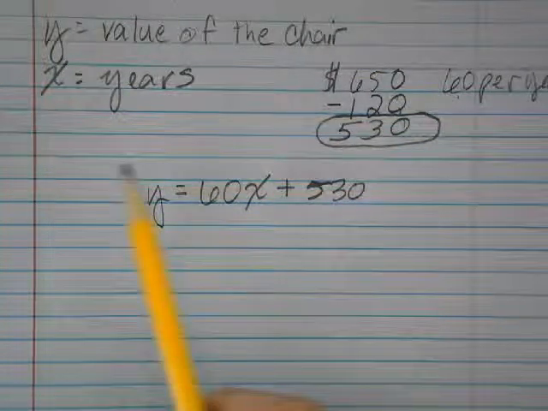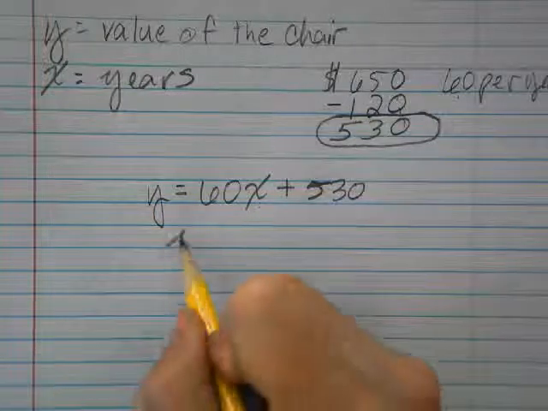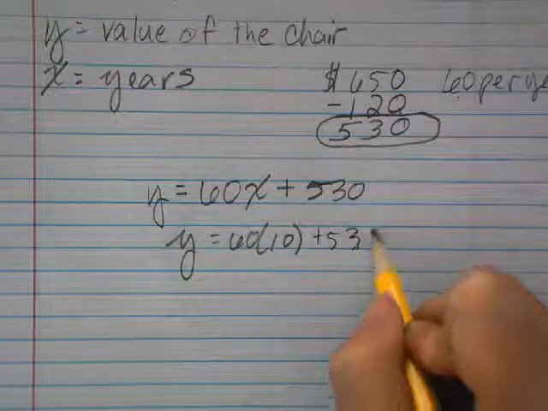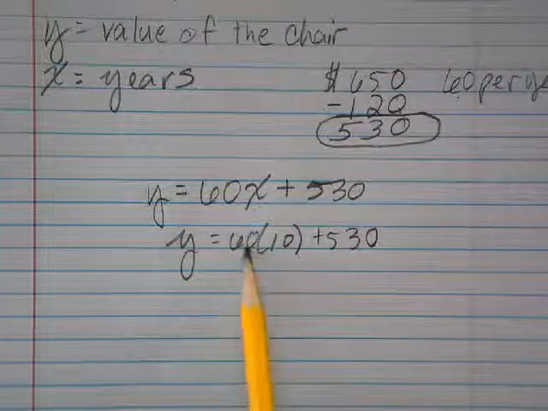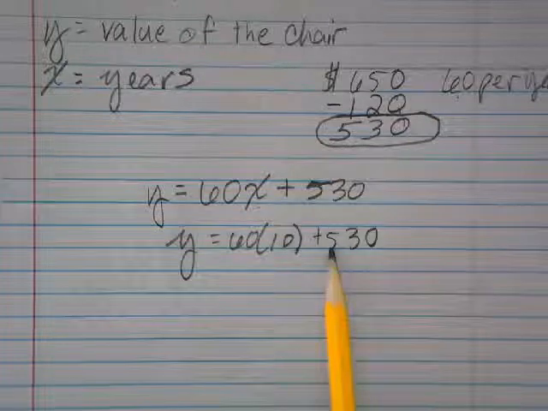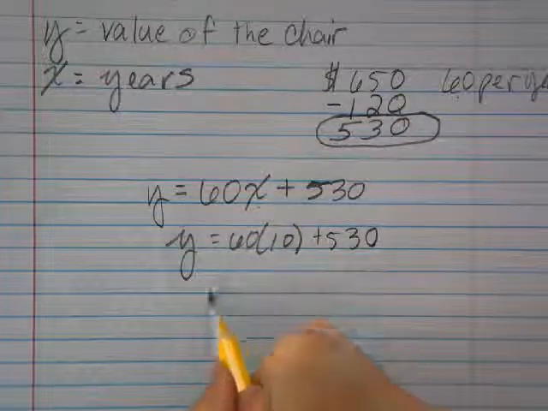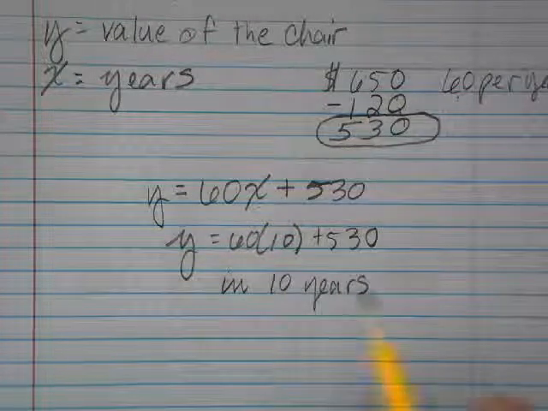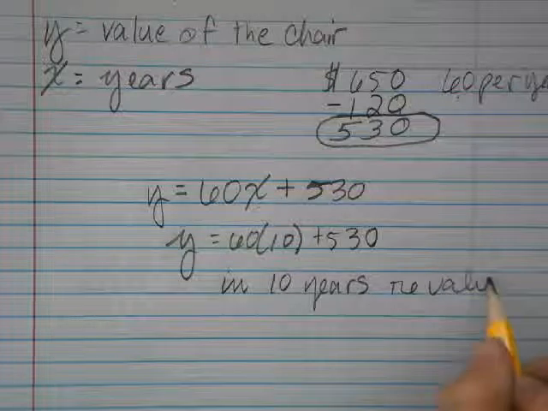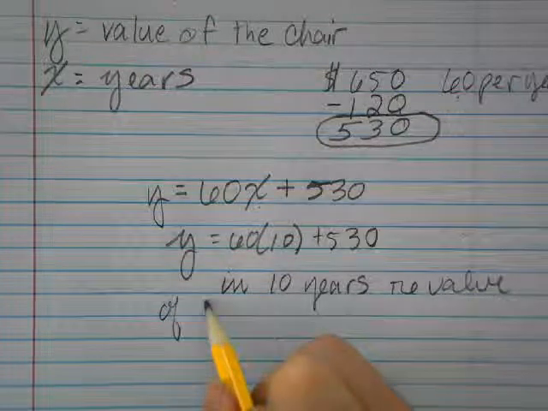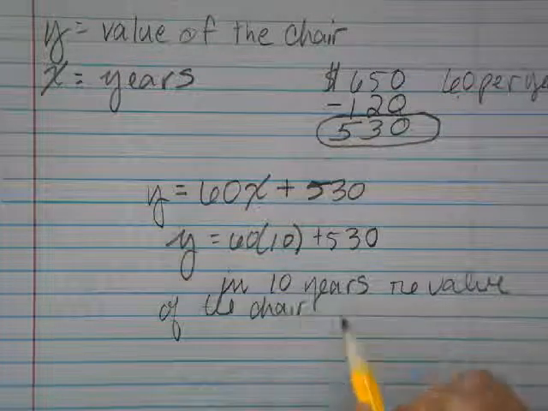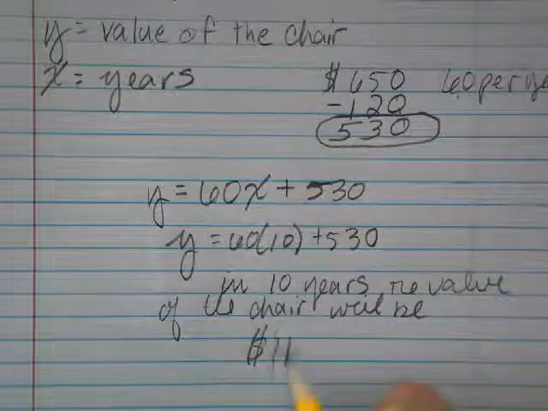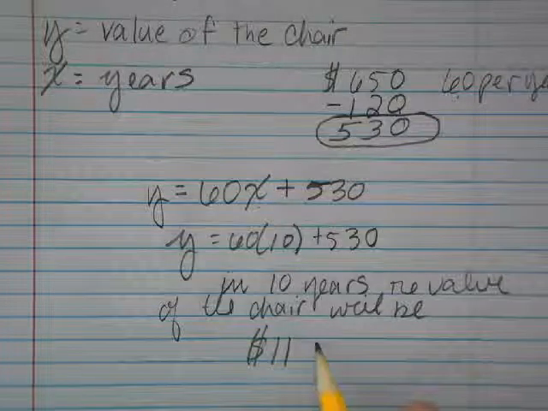My x is years, so I plug in 10 for x. So y equals 60 times 10 plus 530. So this is 600, so it should be 1130. So my answer is, in 10 years, the value of the chair will be $1,130.